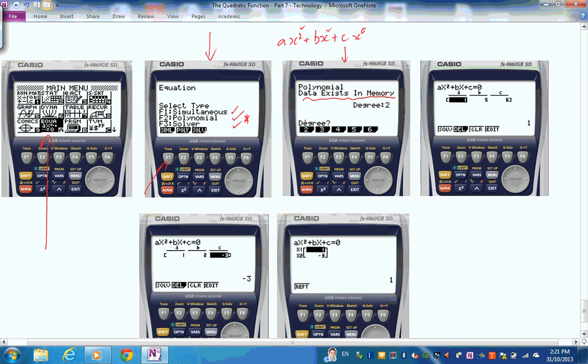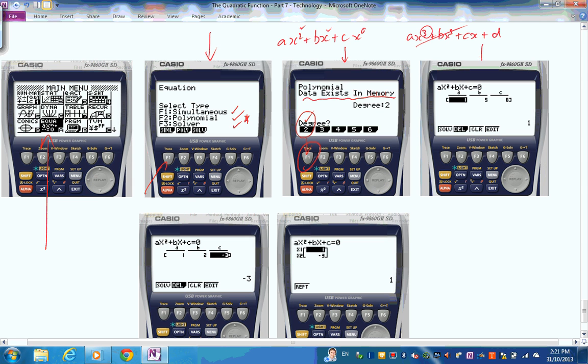Have you got degree 2? Yes, you have. Degree 3, what would that look like? Or ax cubed plus bx squared. The degree of a polynomial is the highest power you've got. Okay, polynomial, many powers, and its degree is the highest power. So cubic would be degree 3. Well, we haven't got one of those. We've just got a quadratic. So we will choose F1.